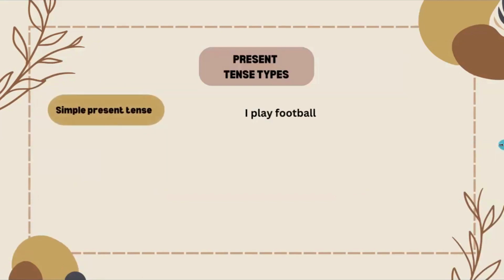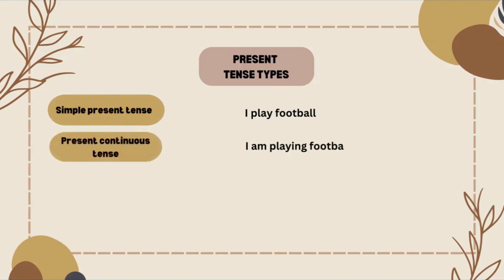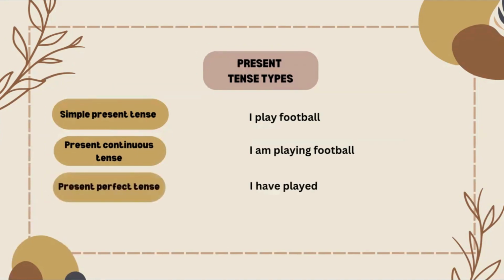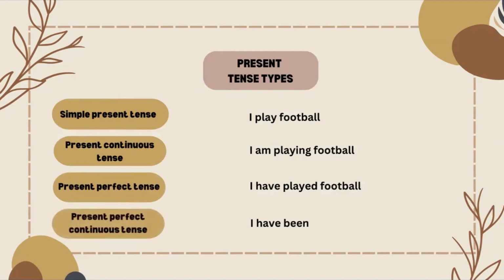First is simple present tense or indefinite. For example, I play football. Second is present continuous tense. Example, I'm playing football. The third is present perfect tense. I have played football. And the fourth tense is present perfect continuous tense. I have been playing football.